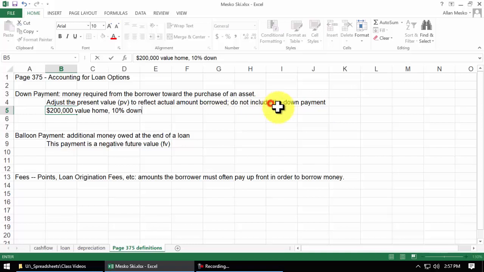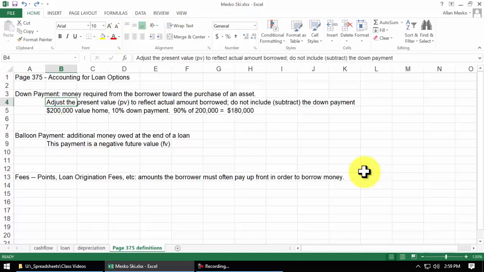This would mean that we're not going to be able to borrow the entire $200,000. That would mean we are going to borrow $200,000 minus 10%. So we would only be able to borrow 90% of $200,000, which would be $180,000. How do we deal with the down payment? We simply adjust our present value to reflect the actual amount that we're borrowing. We do not include the down payment. We would subtract the down payment from that value of the home.